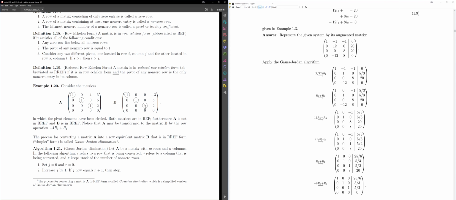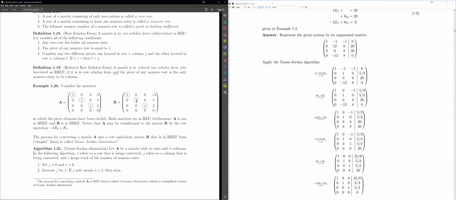Now if on the other hand we consider this matrix here, we look at this non-zero row and we look at this pivot here, and we consider the column in which this pivot is in. You notice in this column the only thing that is non-zero is this 1. So in this non-zero row, the pivot is the only non-zero entry in the column. So this here satisfies this fourth condition, at least for this pivot.